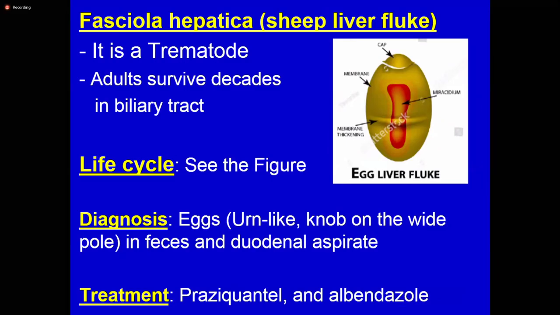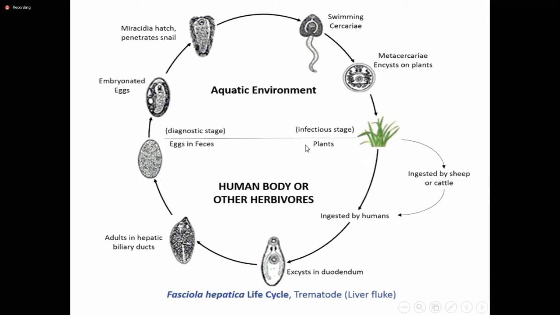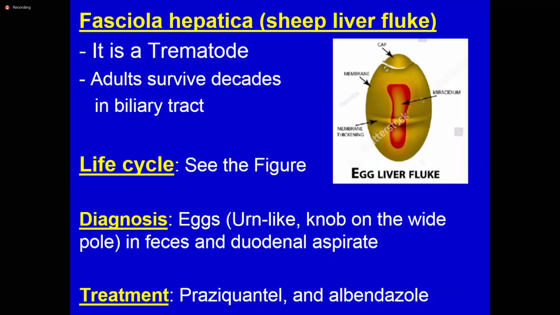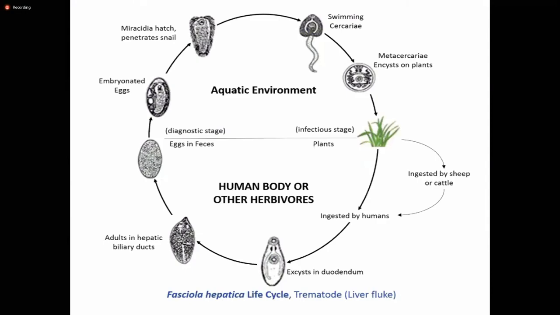You can just observe it, have knowledge about it. This is a rare worm infestation. The eggs are quite characteristic, urn-like, with a knob on the wide side, and can be detected in the feces or from the duodenal aspirate. Treatment is praziquantel, albendazole as others. This is the life cycle, just read it, but I don't want it from you.